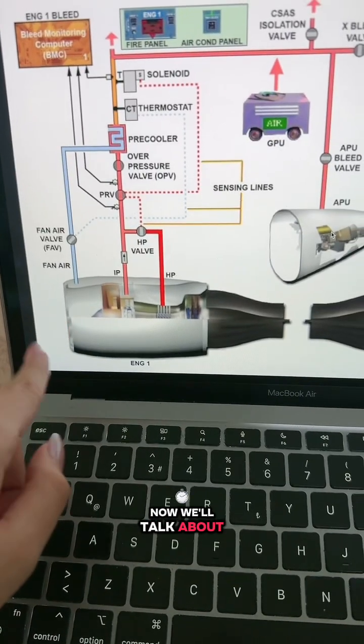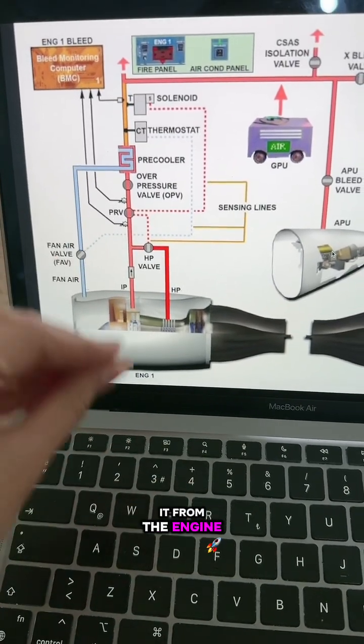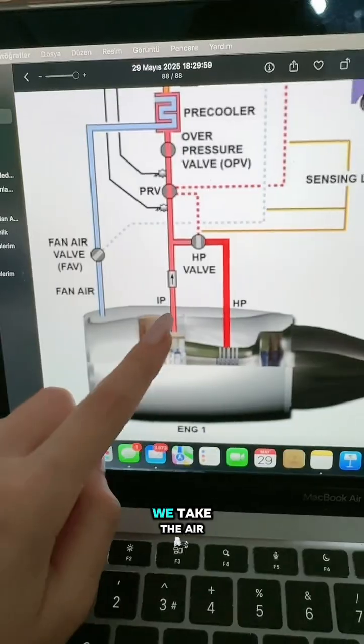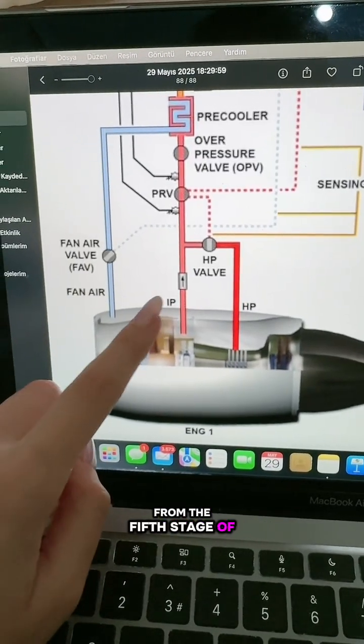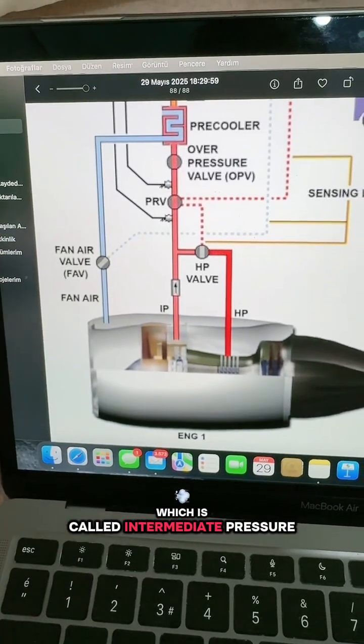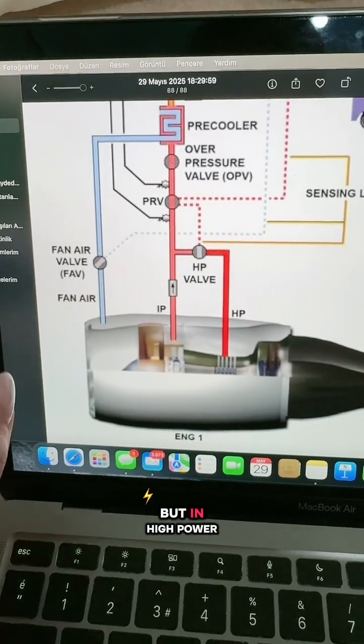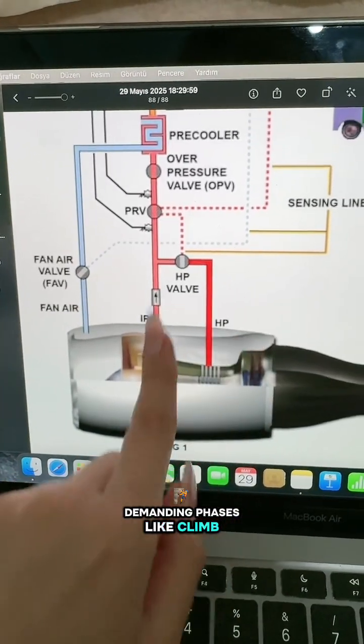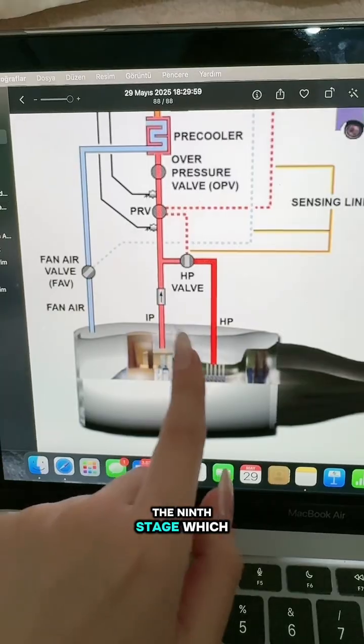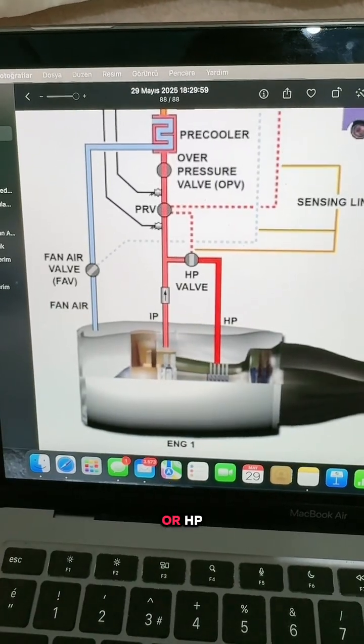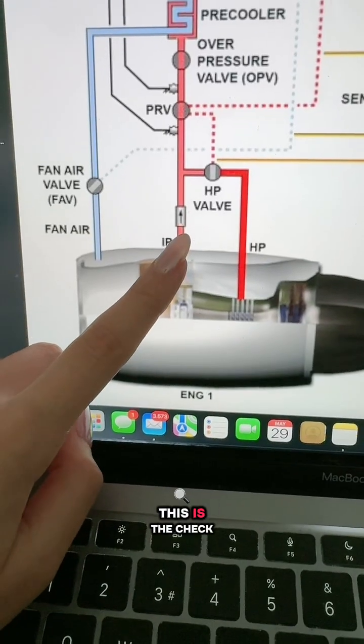Now, we'll talk about the procedure of taking it from the engine. In a normal flight, we take the air from the fifth stage of the engine, which is called intermediate pressure or IP. But in high power demanding phases like climb, we take it from the ninth stage, which is called high pressure or HP.